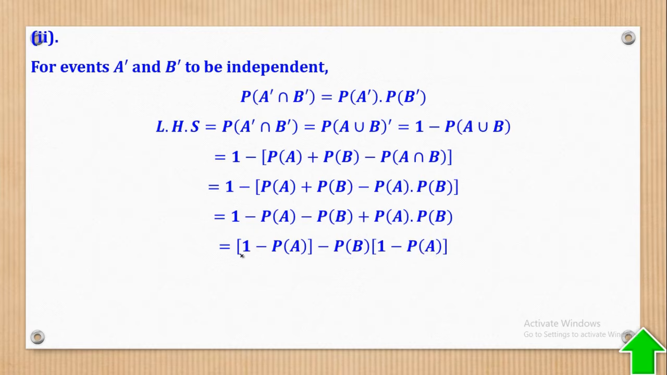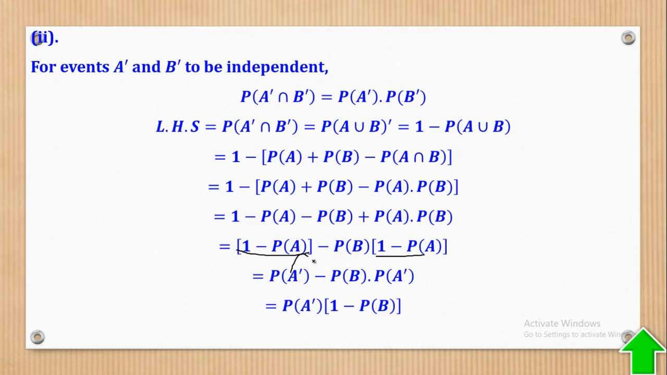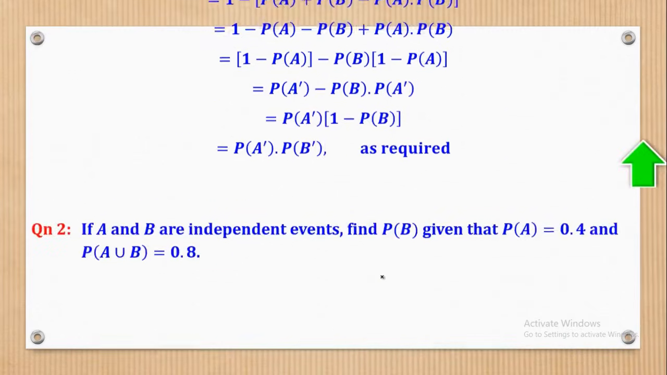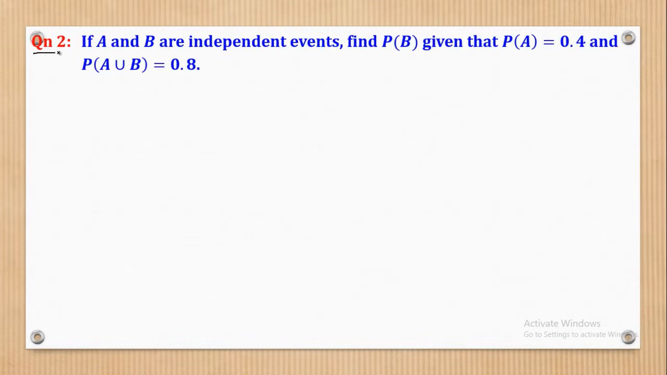Now you realize that this and this are common, and they are the same, and they are the complement. So this is the probability of A complement and this is also the probability of A complement. So when I factorize it out, here I remain with 1 and here I remain with the probability of B. Now 1 minus the probability of B is equal to the probability of B complement. So in that case we have shown that these two events are also independent. So that was question 1. Now we shall go to question 2.